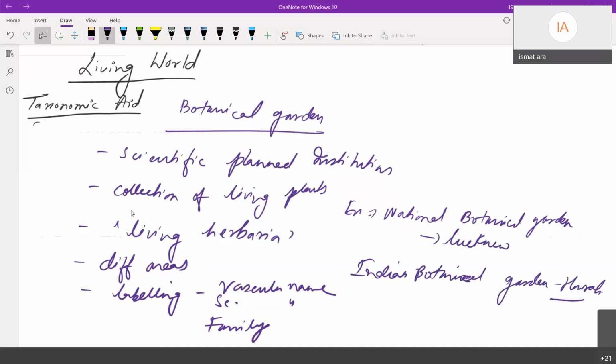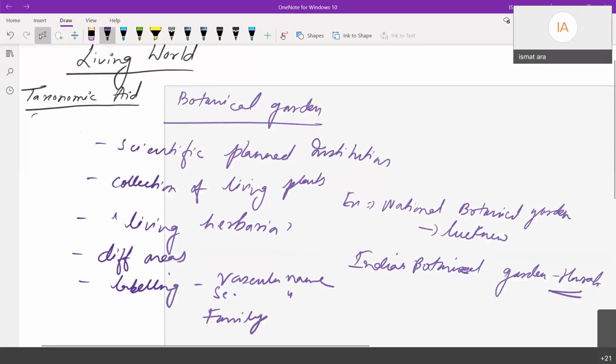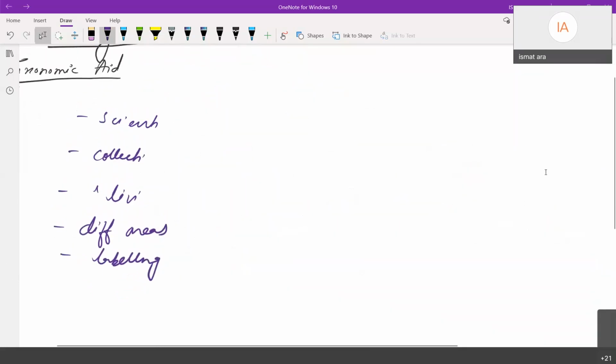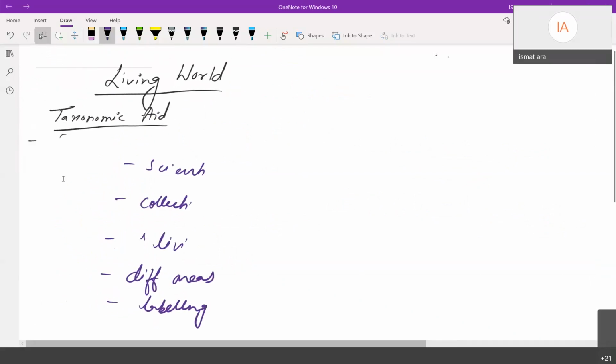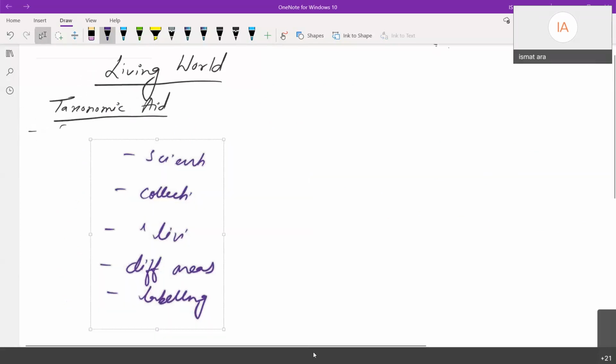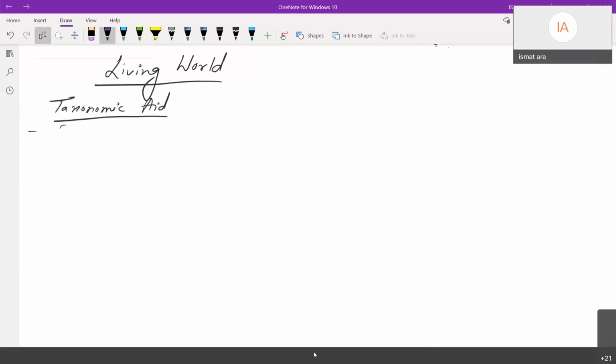I have visited. Botanical Garden is there. This is the Botanical Garden.